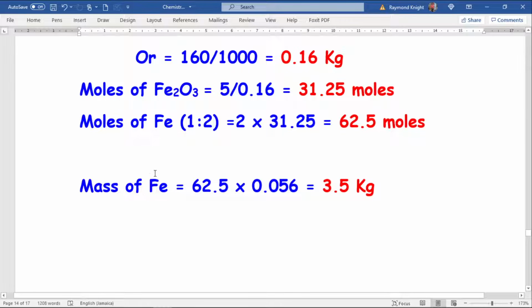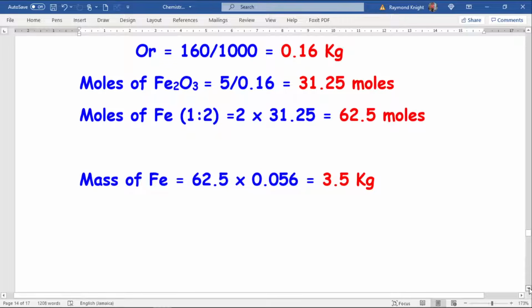So you multiply by 2 to get the moles of iron itself. To find the mass of iron, it is the moles of iron multiplied by the relative atomic mass. I calculated it in kilograms because the relative atomic mass for iron is 56 grams, but in kilograms you divide by 1,000. So you divide the 56 by 1,000, multiply by the moles you calculated, and you get your mass in kilograms, 3.5 kg. All right, great.